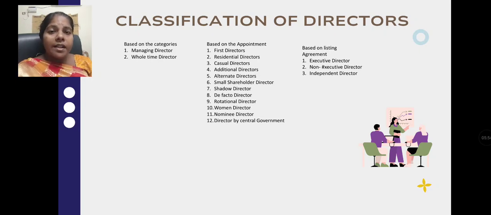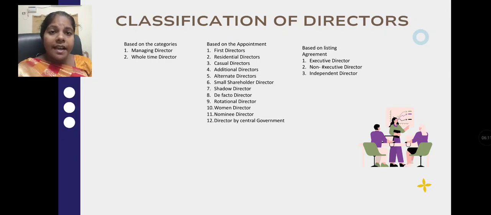Next you have the sixth one, small shareholder director. In a company having 1,000 plus shareholders, the shareholders select a director for themselves, and that director is called a small shareholder director.